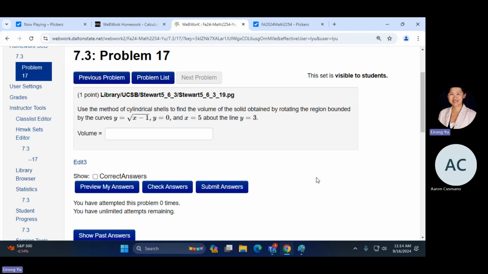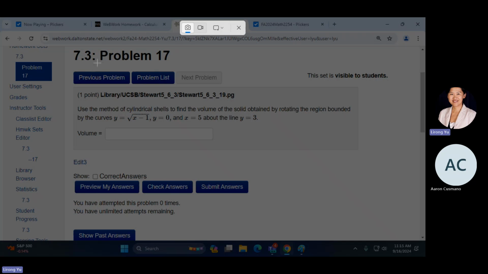All right, when you look at the question first, we want to know the shape, like left and right, up and bottom. So you can see y equal to root of x minus 1 should be the top, and then y equal to 0 is the bottom line, and then the rotation is about y equal to 3, and then x equals 5. 5 is the boundary on the right side.